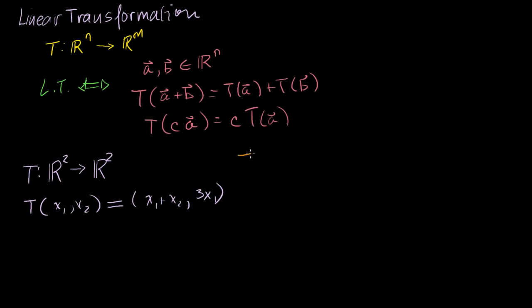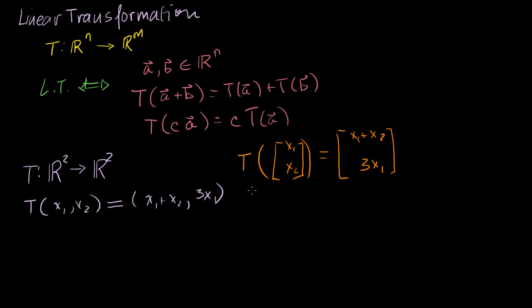You could write that a transformation of some vector x, where the vector looks like this, x1, x2, equals some new vector, x1 plus x2, and then the second component of the new vector would be 3x1. That's a completely legitimate way to express our transformation.